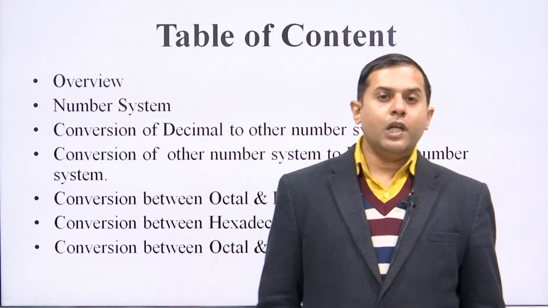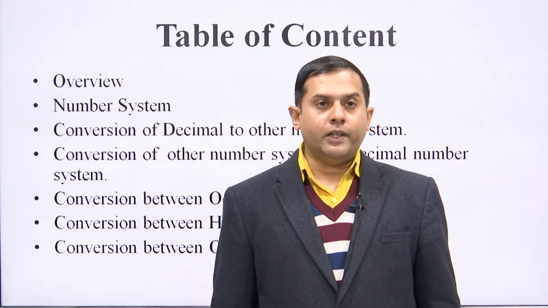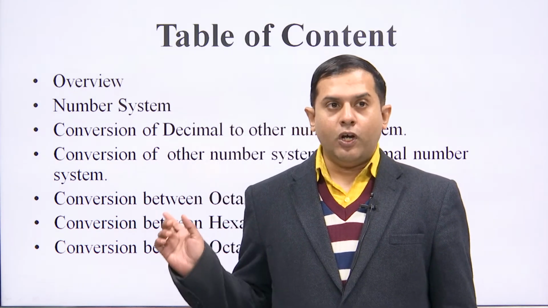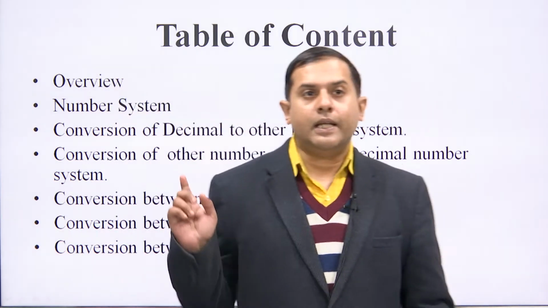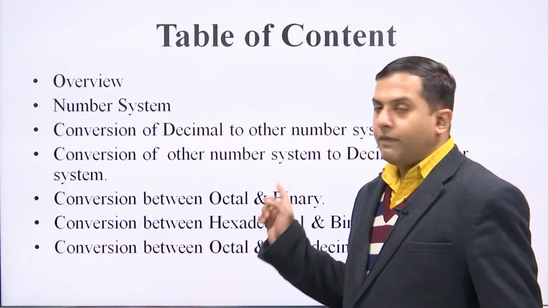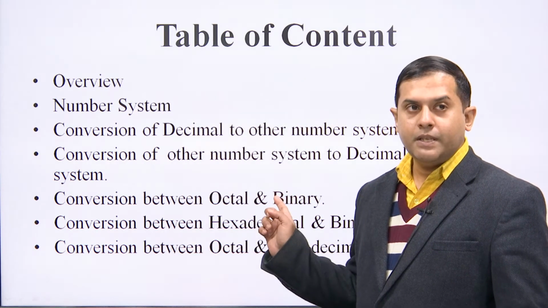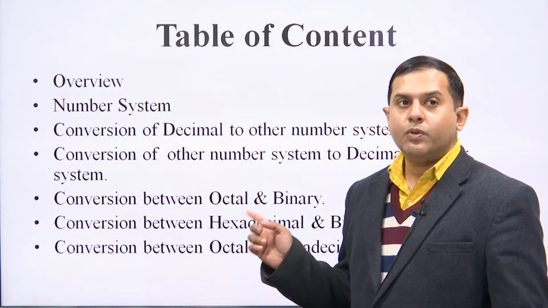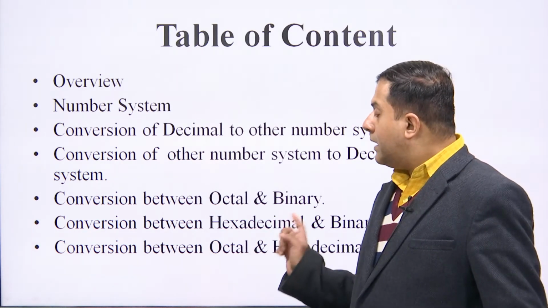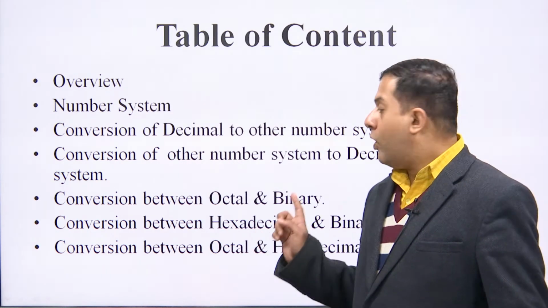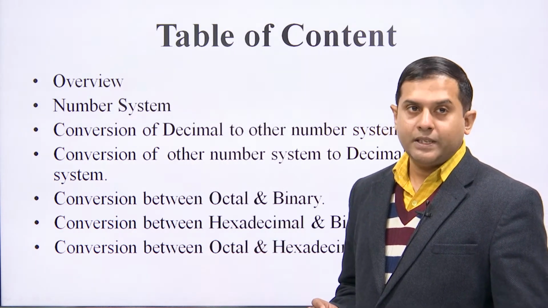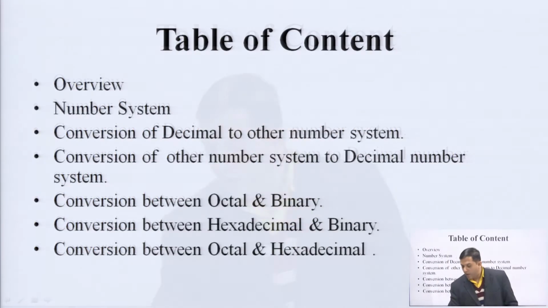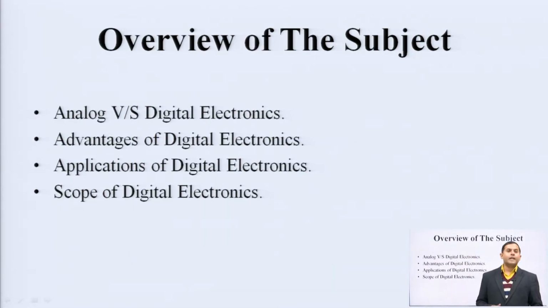So, first of all, we will start with the table of content of today's lecture. First of all, we will start with the overview, then we will start the number system, then the conversion of decimal to other number systems and from other number systems to decimal number system. Then we will learn about the conversion between octal to binary, hexadecimal to binary and octal to hexadecimal number system. So, first of all we will start with the overview of the subject.